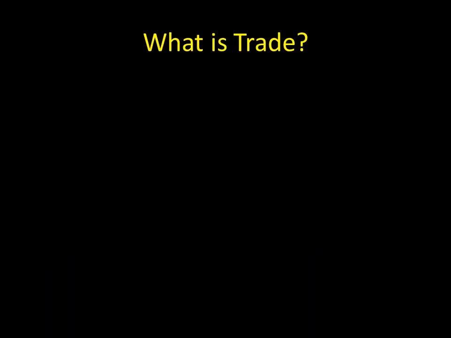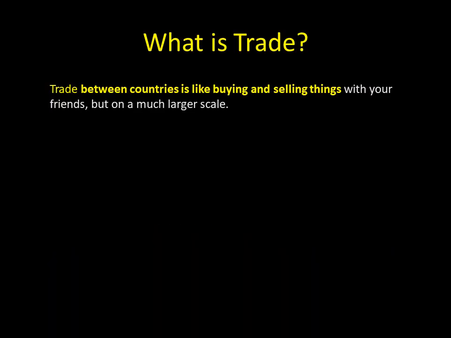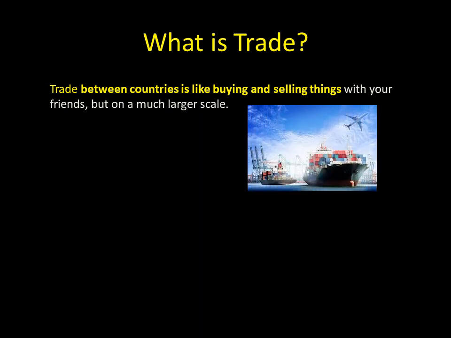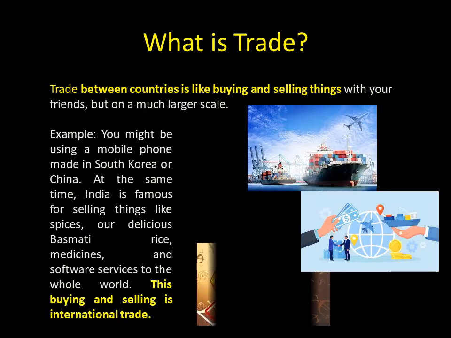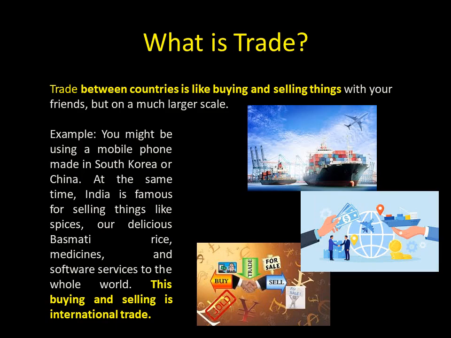What is trade? Trade between countries is like buying and selling things with your friends, but on a much larger scale. For example, you might be using a mobile phone made in South Korea or China. At the same time, India is famous for selling things like spices, our delicious basmati rice, medicines, and software services to the whole world. This buying and selling is international trade.